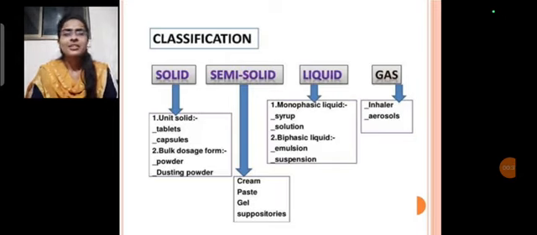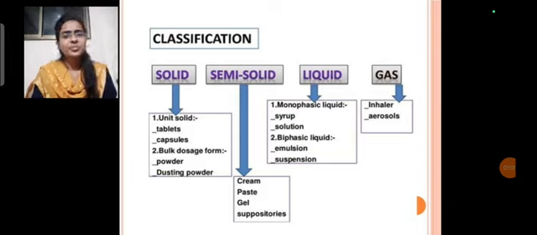Then the classification. Firstly, we can take a brief review of the classification of dosage forms, in which our emulsion is present in which class of dosage form. There are mainly four classes of dosage form. First one is the solid dosage form, second is the semi-solid dosage form, third is the liquid dosage form, and last is the gaseous dosage form. In solid dosage form, there are mainly two classes. First is the unit dosage form and second is the bulk dosage form.